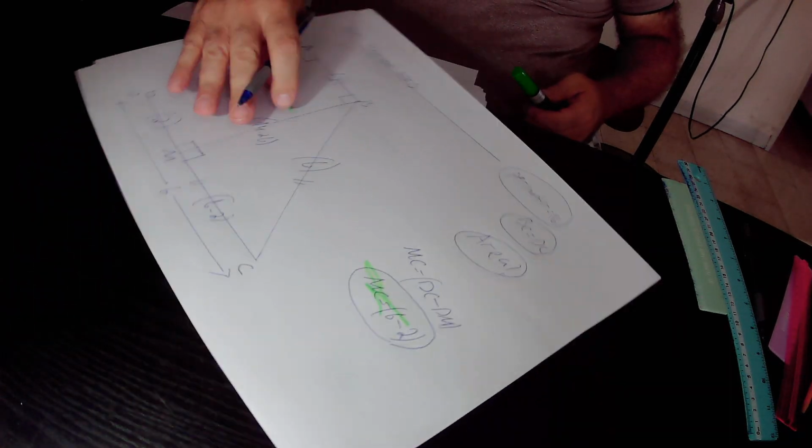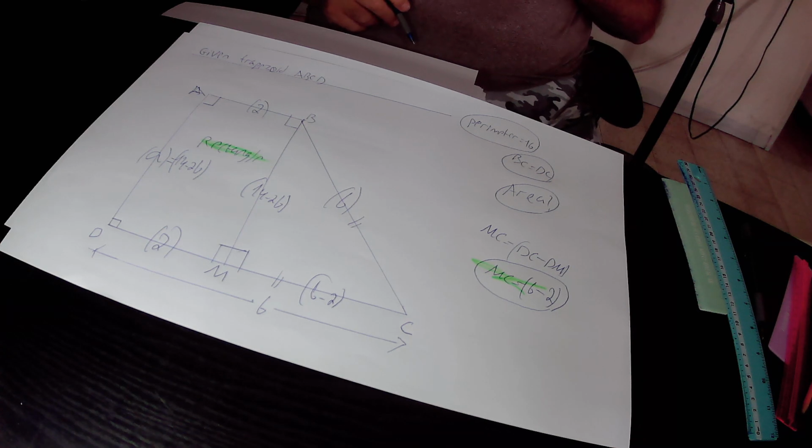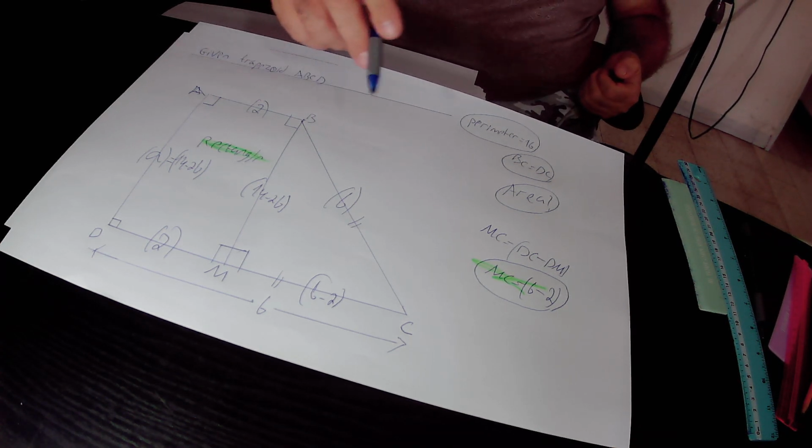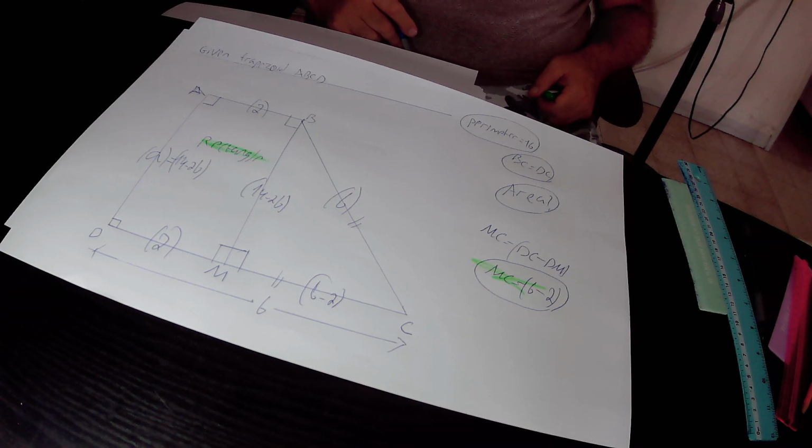So in the next step, I'll copy this right triangle BMC. Then we will implement the Pythagoras theorem on this right triangle BMC. According to the Pythagoras theorem, in any right triangle, the square of the hypotenuse equals the sum of the squares of the perpendicular sides.